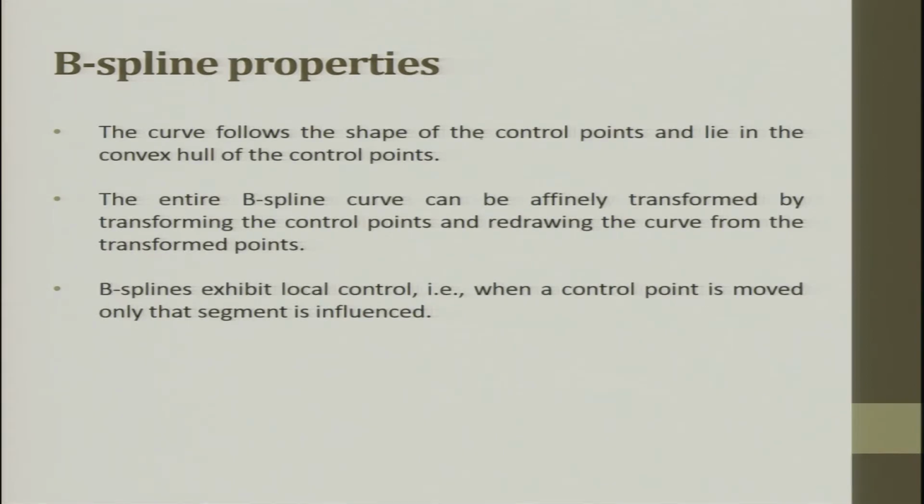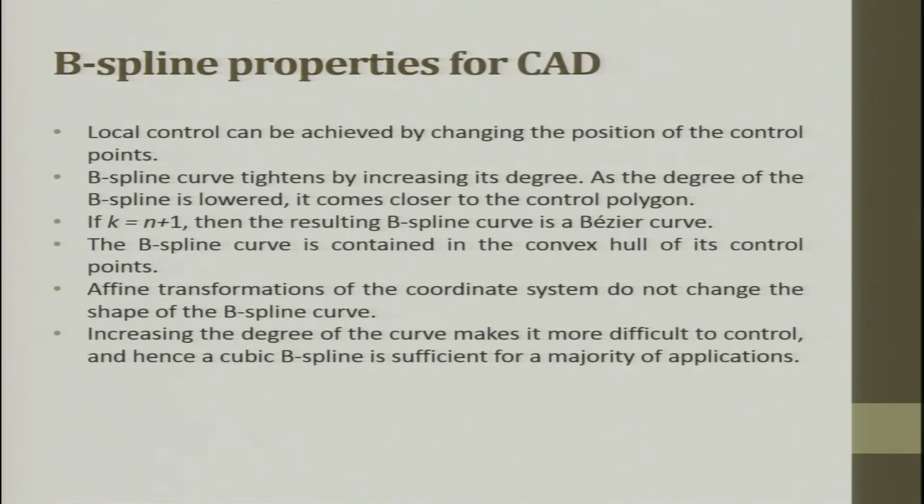The curve follows the shape of the control points and lies in the convex hull of the control points. The entire B-spline curve can be affinely transformed by transforming the control points and redrawing the curve from the transformed points. B-spline exhibits a lot of local control, which is not there in Bézier.